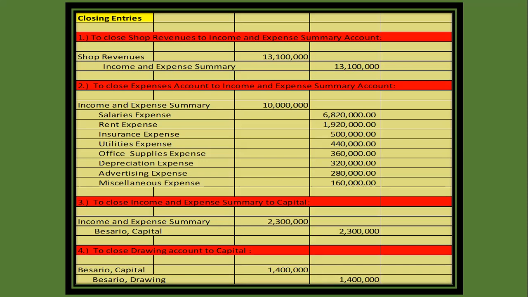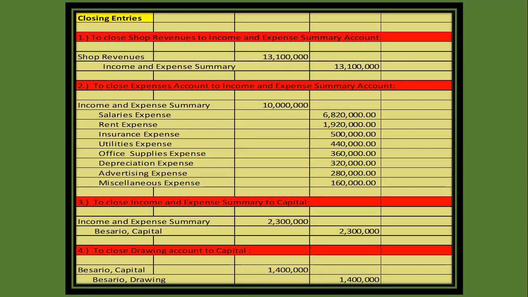The amount will be transferred to income and expense summary. And then your expense accounts also will be zeroed out, and the amounts will be transferred to your income and expense summary. So right after the two closing entries, your income and expense summary would have an entry on its credit side of 13,100,000 and an entry on its debit side of 10,800,000.